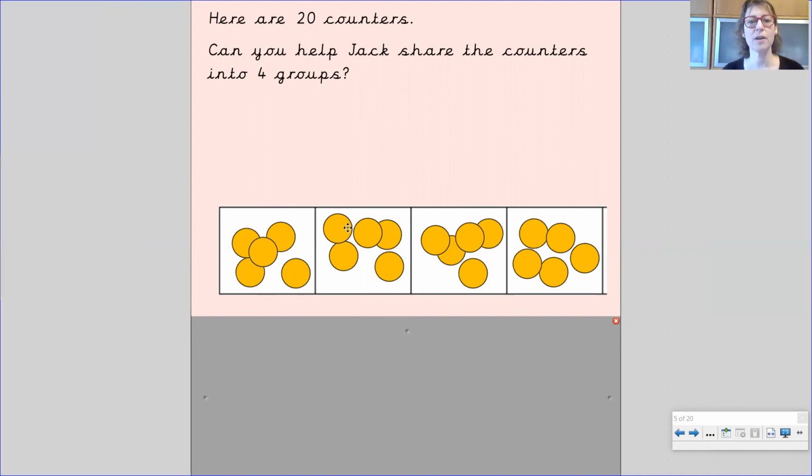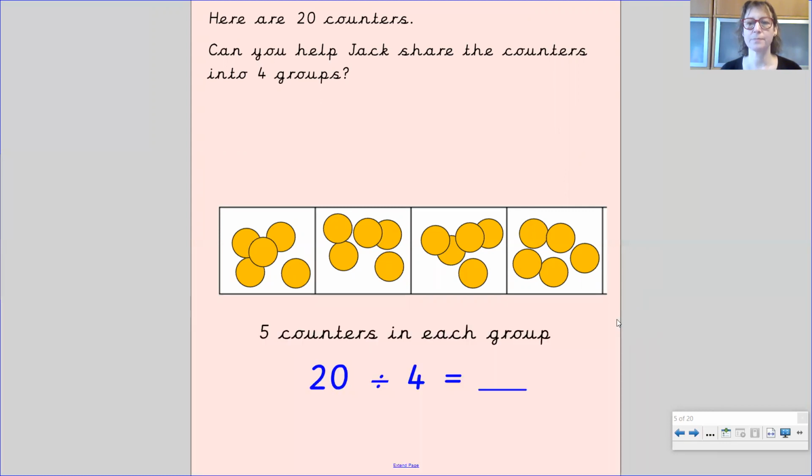1, 2, 3, 4, 5, 1, 2, 3, 4, 5, 1, 2, 3, 4, 5, and 1, 2, 3, 4, 5. So before I show you, see if you can write down the division sentence. So how many did you have to start with? How many groups have you made? And how many in each group? So we had 20 to start with. We have made 1, 2, 3, 4 groups, and there are 5 in each group. So we have put them into 4 groups.